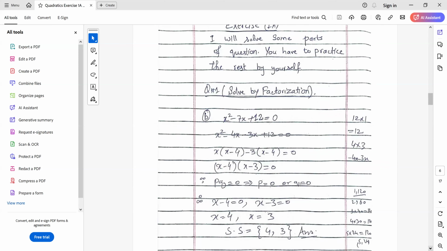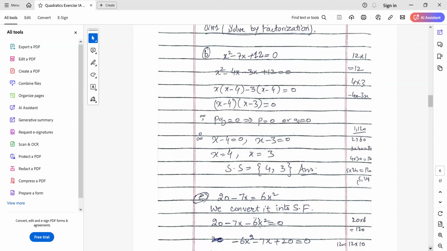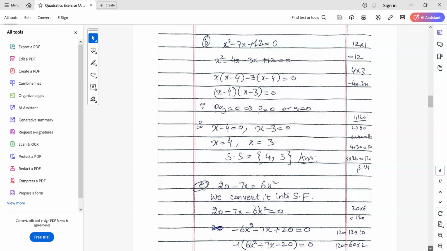So you can also see the solved questions here. We have solved it using the factorization technique. So it shouldn't be a problem.